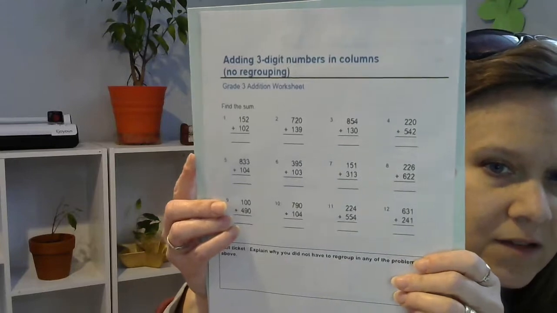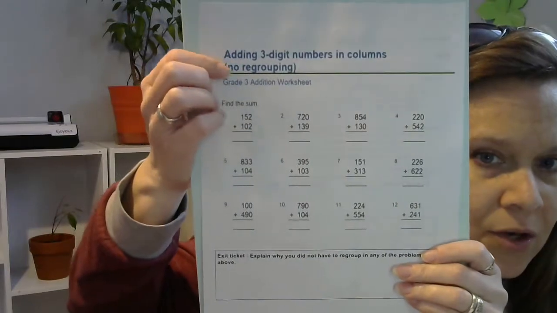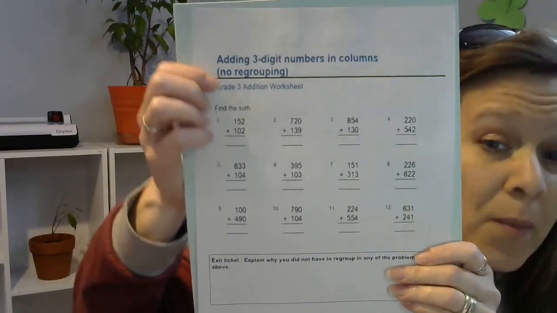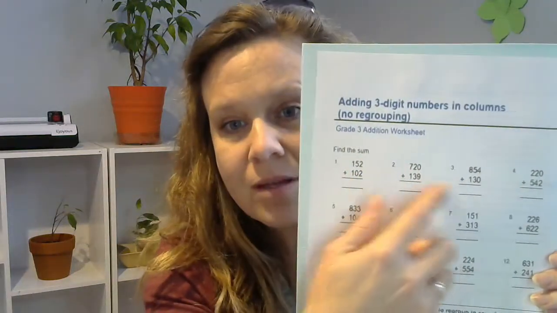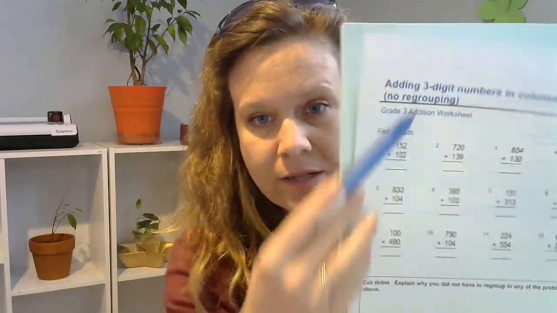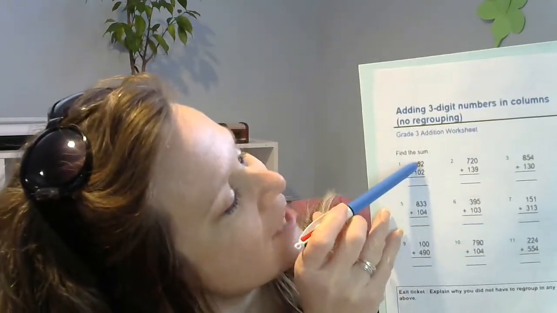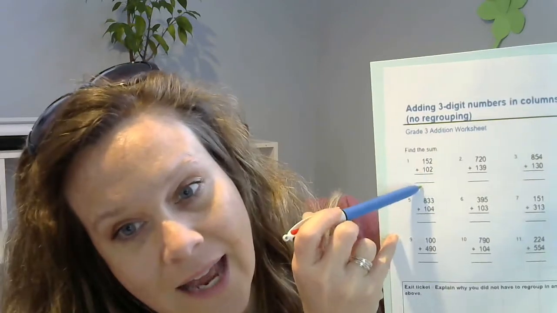Page 2 looks like this. It is adding 3-digit numbers in columns, no regrouping. Remember, other words for regrouping are exchanging. Parents might know this as carrying the one or borrowing. We're going to call it regrouping on this page. So you are going to work through these problems just like always. You're going to start with your units, add your units, add your tens, add your hundreds.